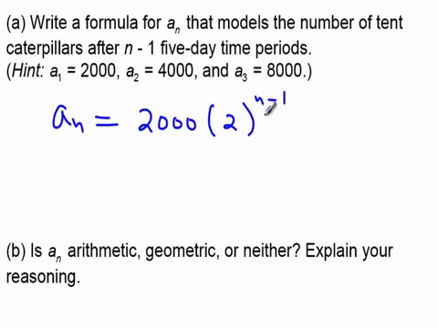So when I let n be 1, that's 1 5-day time period. Let n be 2, that's 2 5-day time periods, or 10 days later. So here's the answer to A. A sub n equals 2,000 times 2 to the n-1.